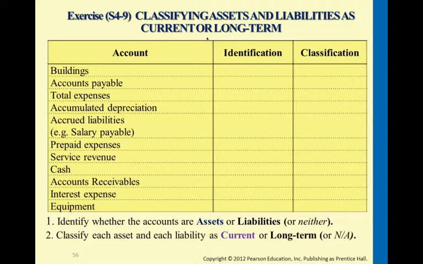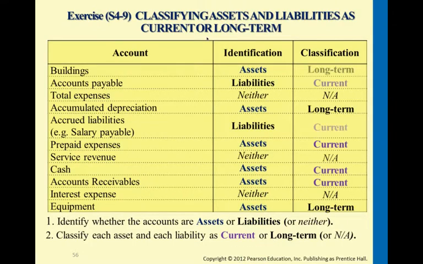Interest expense. Neither one. So not asset, not liability, it's an equity account. Equipment, asset, and specifically long-term. Okay, so these are the identification and classification, whether it's long-term or current. Just make sure that you understand the ones that do not fall under either one of them. Okay, total expenses, service revenue, interest expense. And from the responses I heard, prepaid expenses, make sure you understand this. It's an asset account, and it's a current asset account. Okay, and also the other one, accrued liabilities. Accrued liabilities is also short-term.